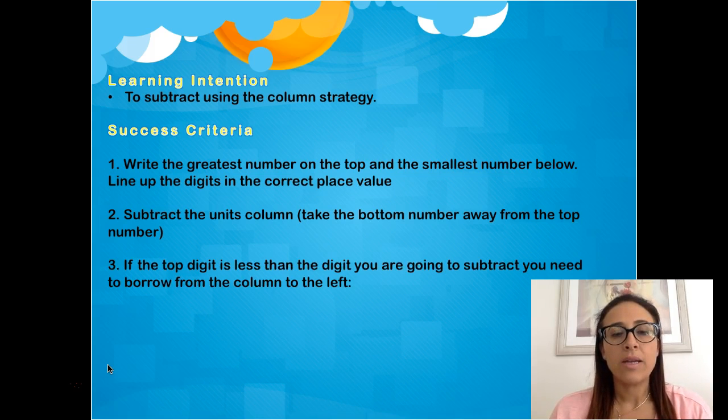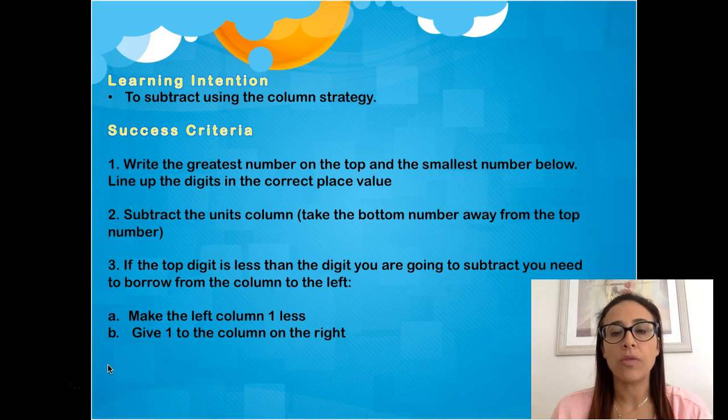Once you've done that, if the top digit is less than the digit you are going to subtract, you need to borrow from the column to the left. Make the left column one less, give 1 to the column on the right. And then you need to repeat that with all the columns.